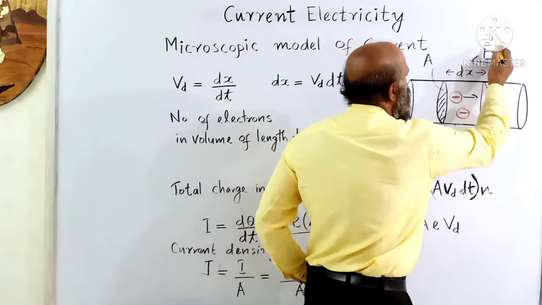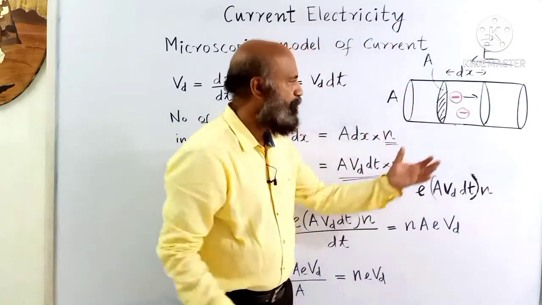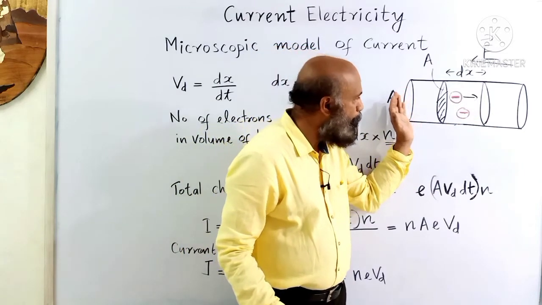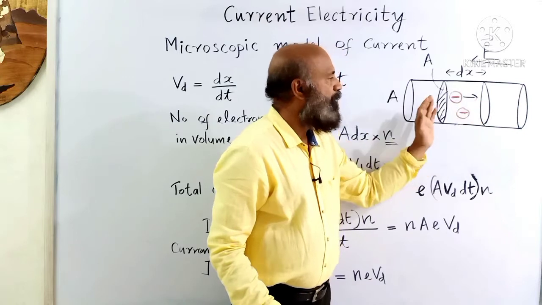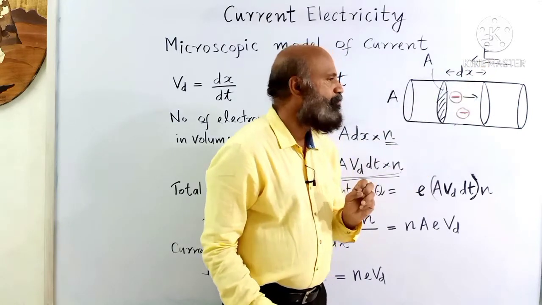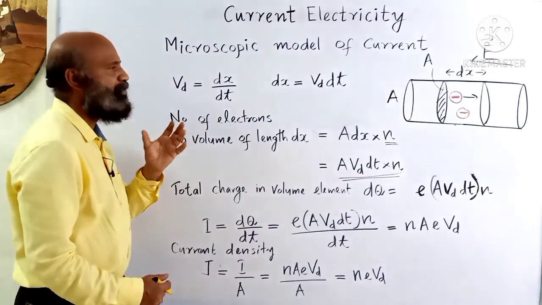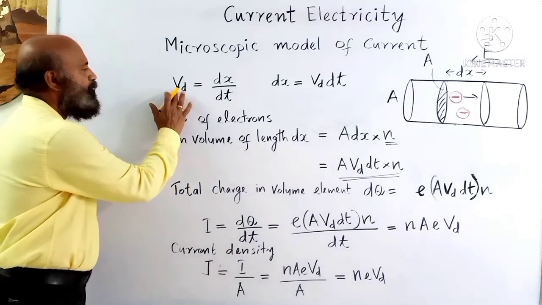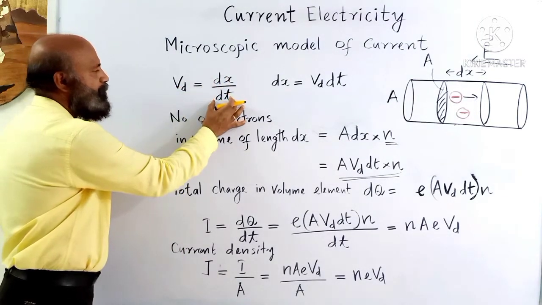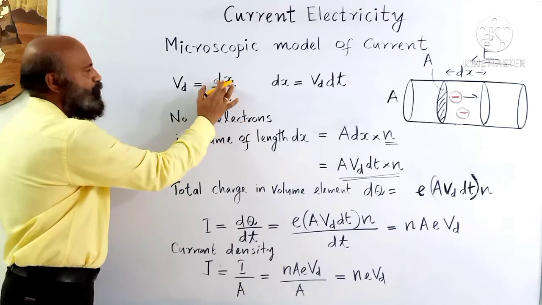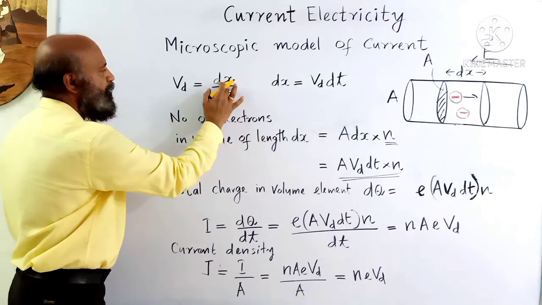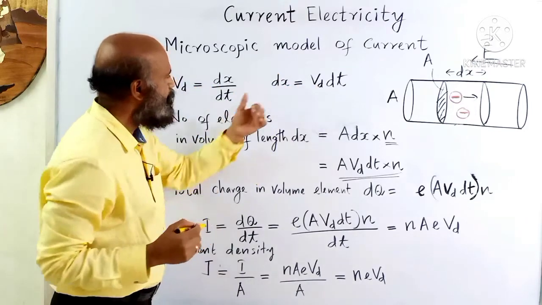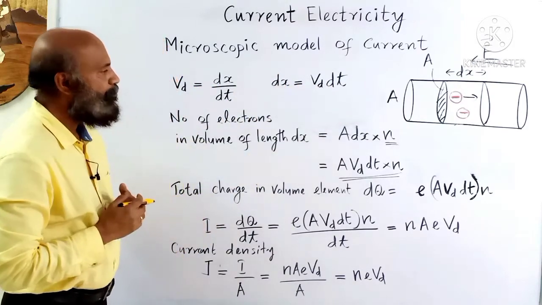There is an electric field from right to left. Electrons will be moving in the opposite direction. Under the influence of the electric field, electrons will have a velocity. That velocity is called drift velocity. Drift velocity Vd is equal to dx by dt. Rearranging, we get an expression for dx. Dx is equal to Vd into dt.